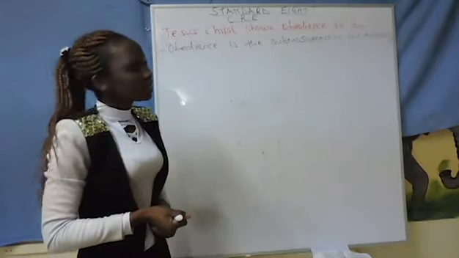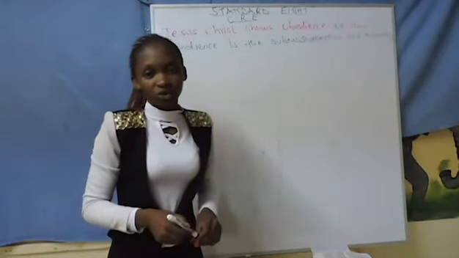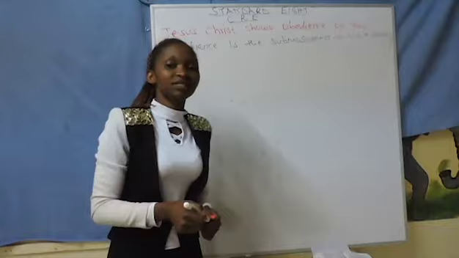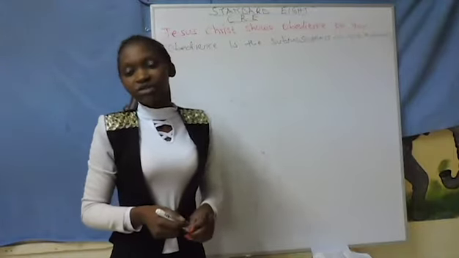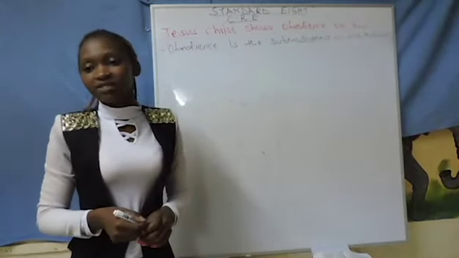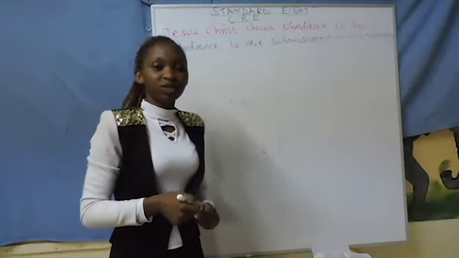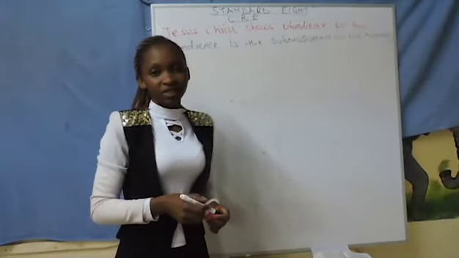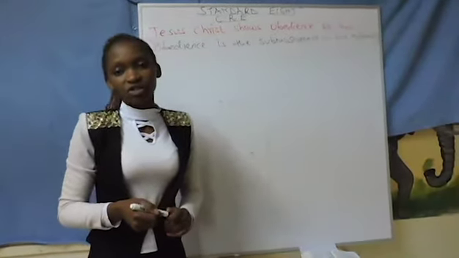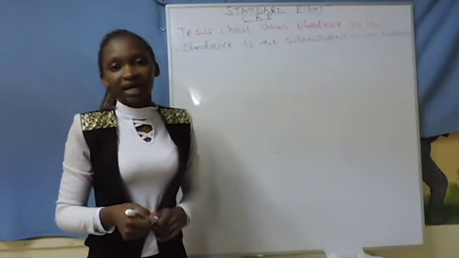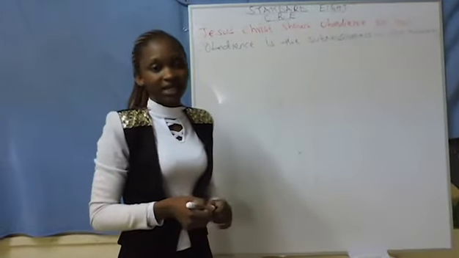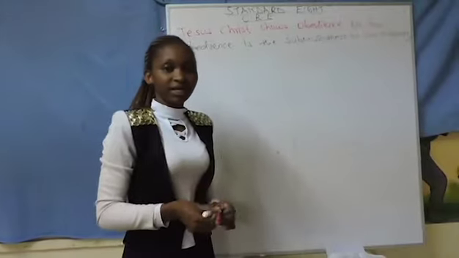And Jesus Christ showed his obedience to God. And how, class, did Jesus Christ show his obedience to God? Yes, very good. Jesus showed his obedience to God by accepting to die on the cross so that he would save mankind, as he had been instructed by God, his Father in heaven.